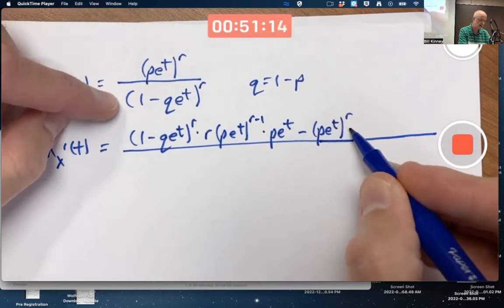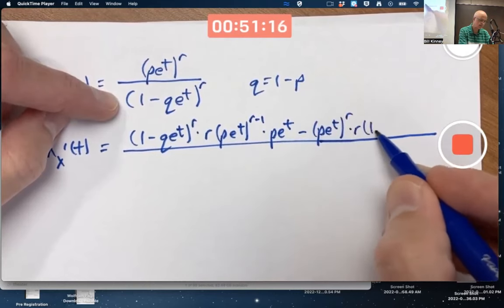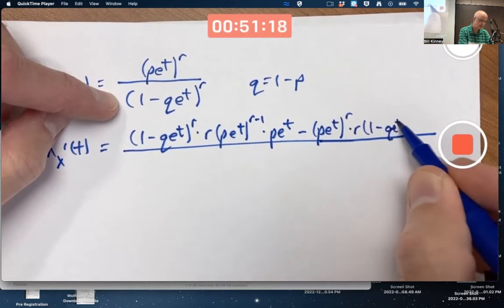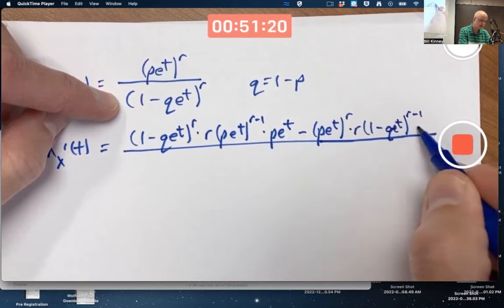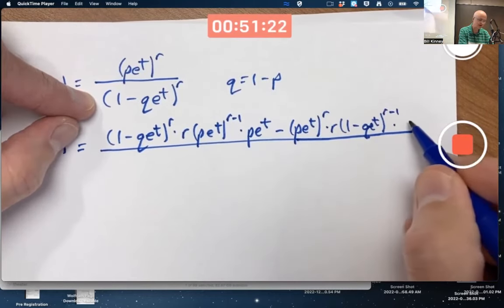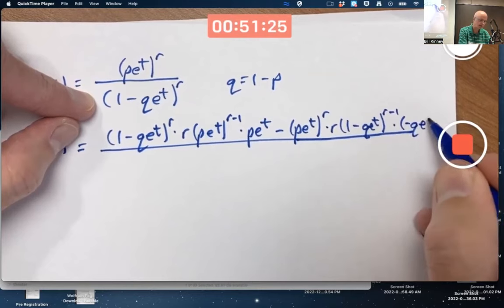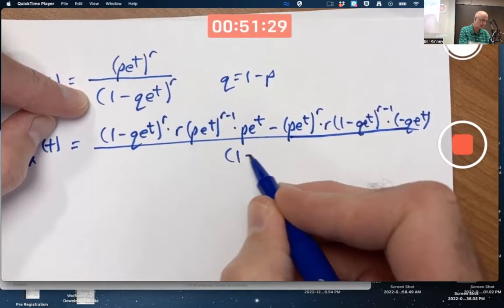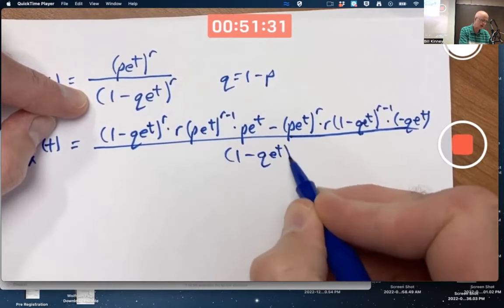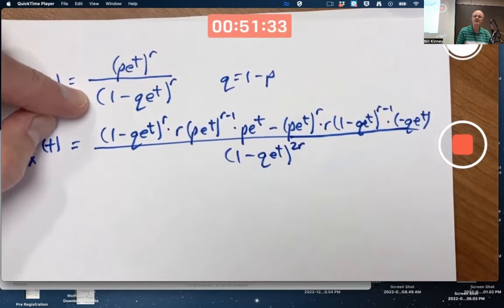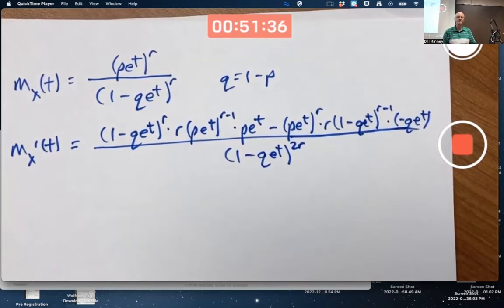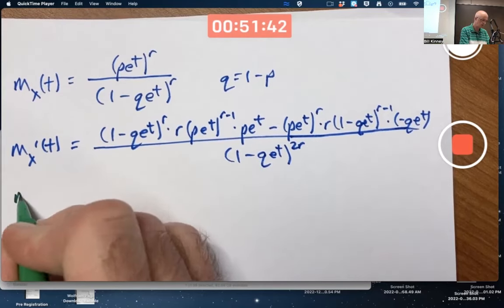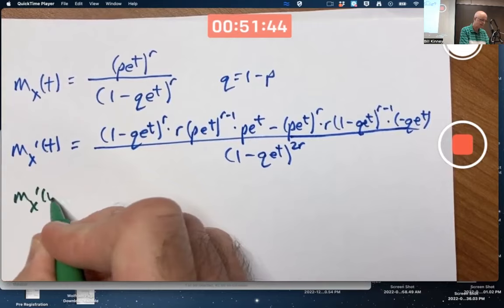d low, differentiate the bottom. Once again, use the chain rule. The derivative of the inside function is negative q e^t. Wow. All over the square of what's below, (1 minus q e^t)^r squared, which can be written as that thing to the 2r. So there's the derivative in all its glory. Should we simplify it? I don't think I want to, but I will plug in 0 and simplify that.